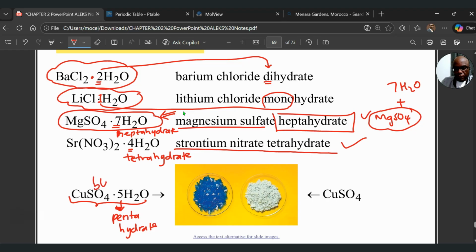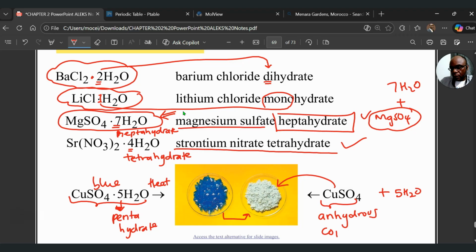Now this is usually blue, but once you heat it up, it's going to change from blue to white. This is the white stuff that is left. We lose the 5 portions of water, so this is going to be called anhydrous copper sulfate. By the way, it's copper(II) sulfate. You have to define the oxidation number because copper can be copper(I) or copper(II).